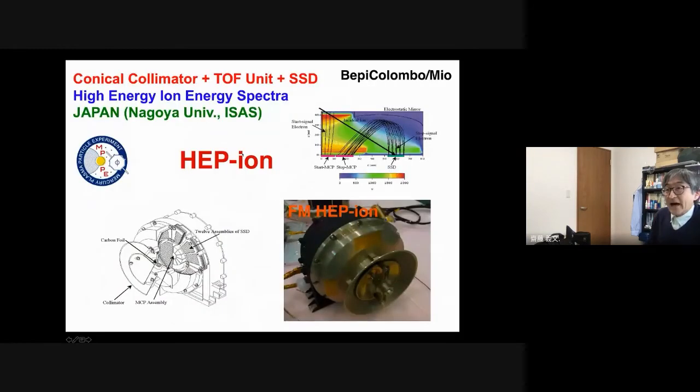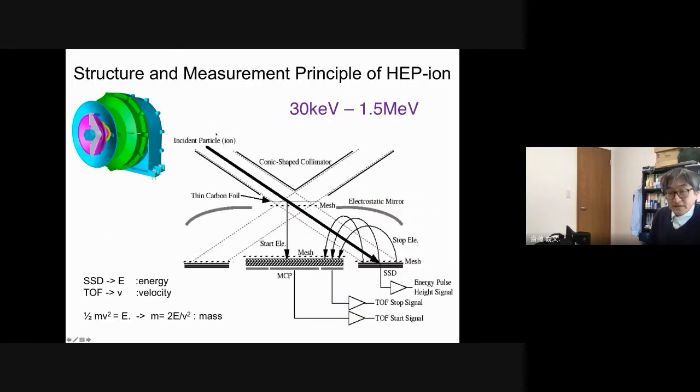We also have a high-energy ion detector on the Bepi-Colombo spacecraft. This instrument measures high-energy ion spectra and mass, and it is also developed at Nagoya University and ISAS. And this figure shows the structure and measurement principle of the HEP ion sensor. It measures ions between 30 keV and 1.5 MeV.